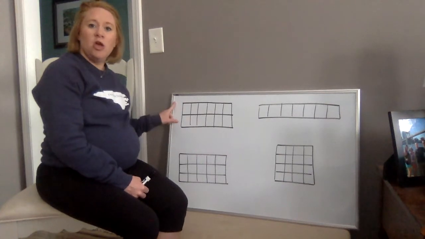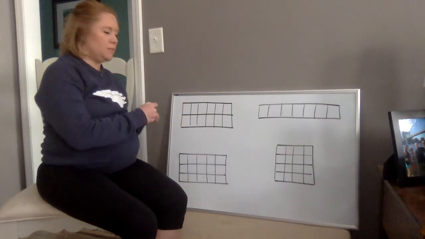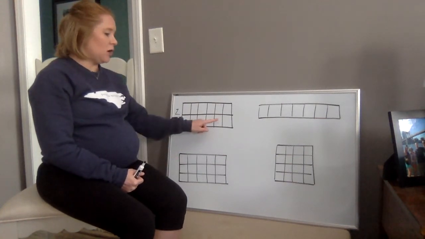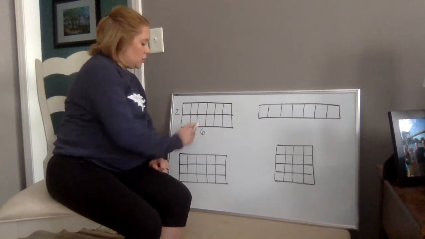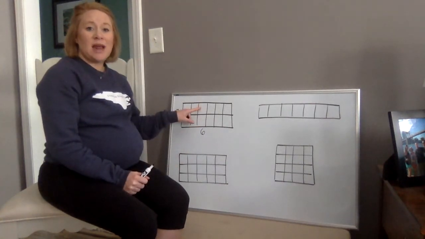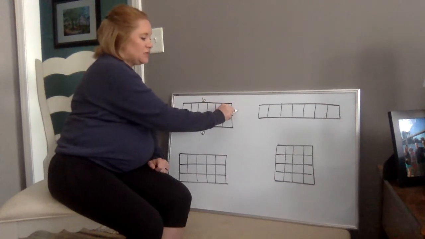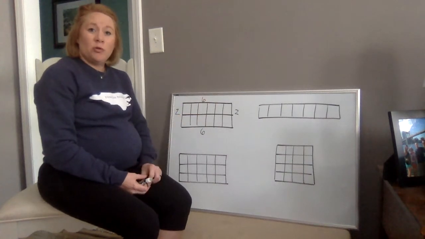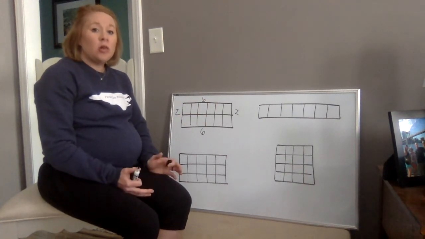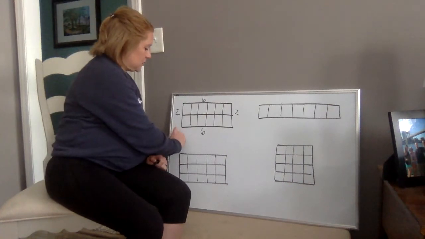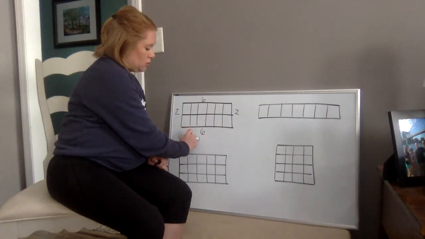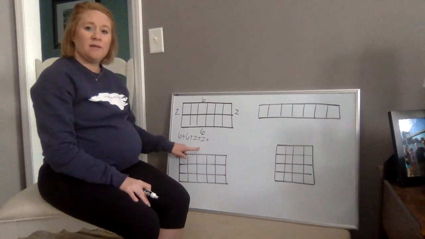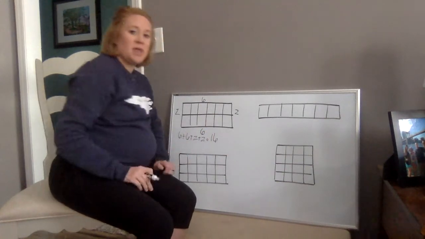So on this shape here, we see that the width is 1, 2. We see that the length is 1, 2, 3, 4, 5, 6. So we know that if this side is 6, this side has to be 6 as well. Same with this side. So to determine the perimeter of this shape, remember what we do? We add all of the sides together. So 6 plus 6 plus 2 plus 2. 6 plus 6 is 12, 13, 14, 15, 16. So the perimeter is 16.